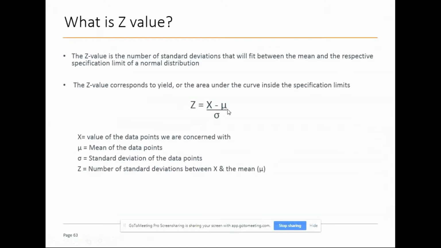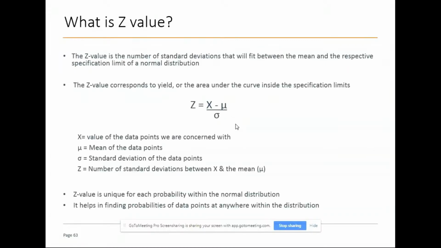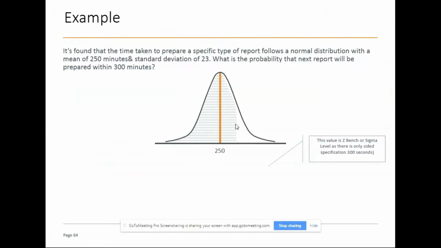So the formula that we saw is x minus mu divided by the standard deviation to calculate z. Now, to calculate probability, we need to calculate z at this particular level, which is at 300. So the x here is the value we are trying to find out, 300. The formula will be 300 minus 250 divided by 23, where 23 is the standard deviation. So we got the value of z as 2.17.